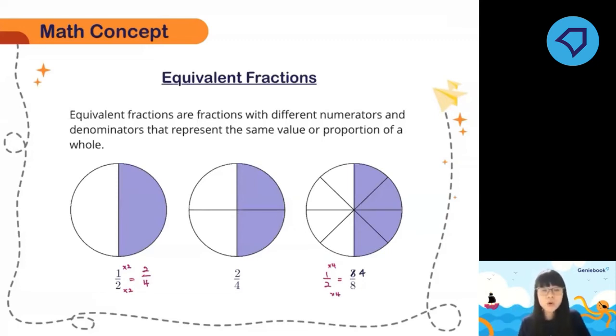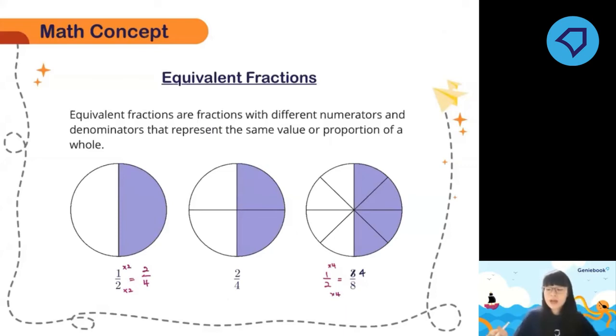In order for you to identify whether 2/4 and 4/8 are equivalent fractions, they must have the same simplest form. Understand? To identify whether one fraction and another fraction are equivalent, they must share the same simplest form. So your numbers can be very different.